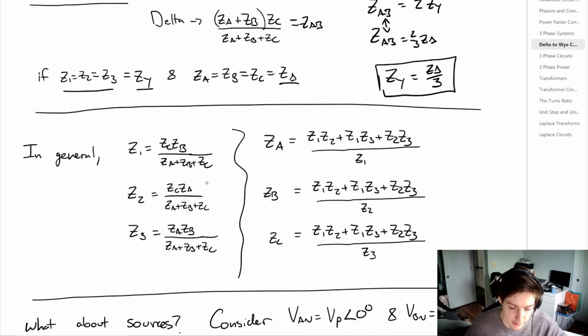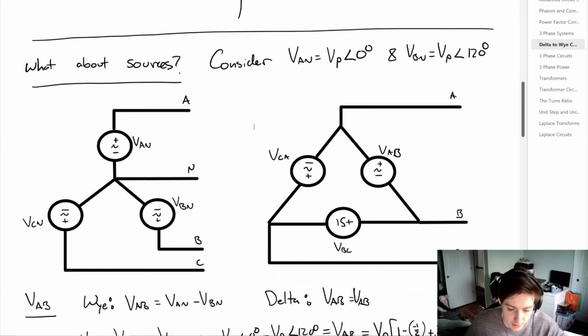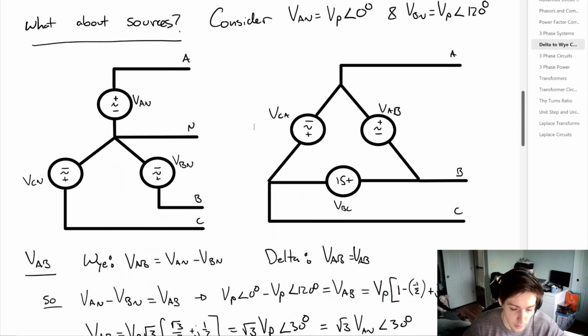But in general, if the loads aren't balanced, you get these three equations for Z1, Z2, and Z3, along with these three equations for ZA, ZB, and ZC. Now what about sources? Well, let's consider again a Y network and a delta network. We're going to say that VAN, which is this voltage here, is equal to some peak voltage with a phase angle of 0 degrees. We're also going to say that VBN is equal to that peak voltage with a phase angle of 120 degrees, which will give us the sequence of that phase diagram.